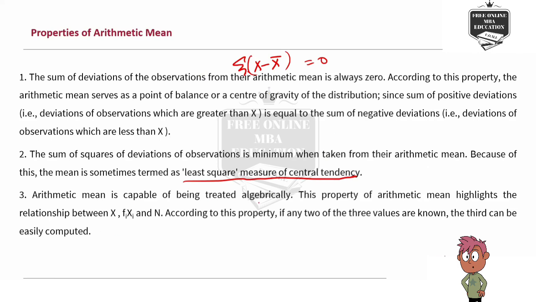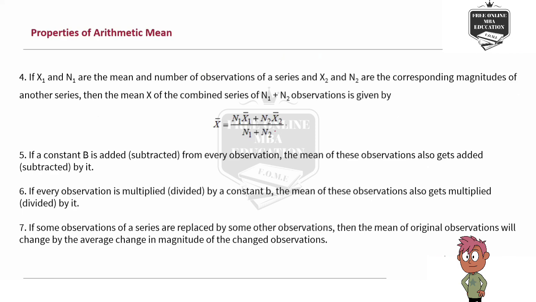Arithmetic mean is capable of being treated algebraically. You can calculate its value. If x1 and n1 are the mean and the number of observations of a series, and x2 and n2 are the corresponding magnitudes of another series, then you can find the mean of the combined series by using this formula. If a constant b is added or subtracted from every observation, then the mean of these observations also gets added or subtracted by it.